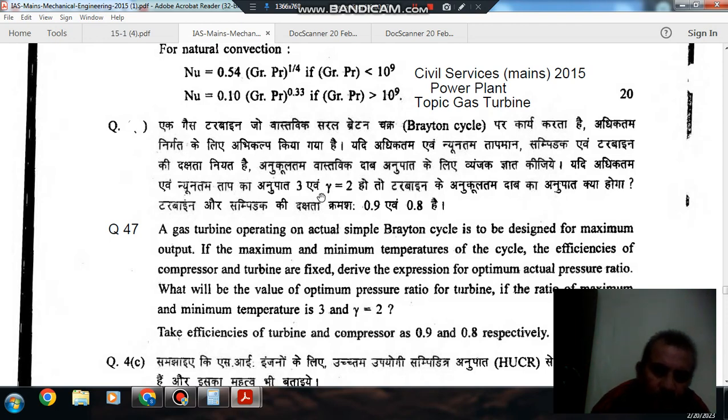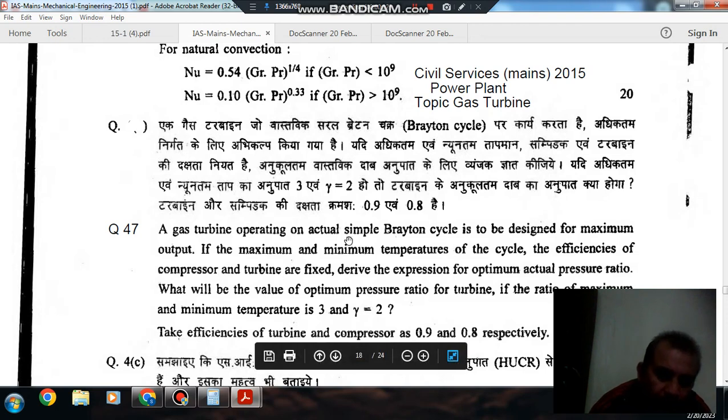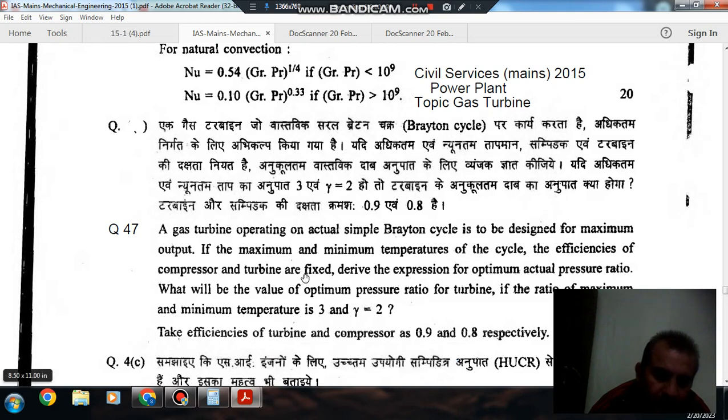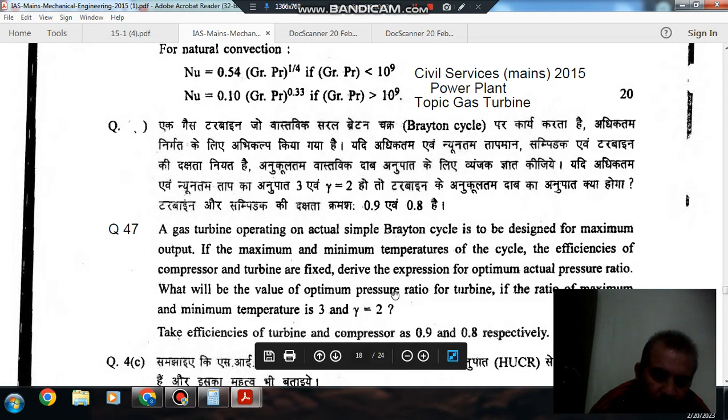Question number 47 from Civil Services Main 2014-15: A gas turbine operating on an actual simple Brayton cycle is to be designed for maximum output. If the maximum and minimum temperature of the cycle, and the efficiencies of compressor and turbine are fixed, derive the expression for optimum actual pressure ratio.